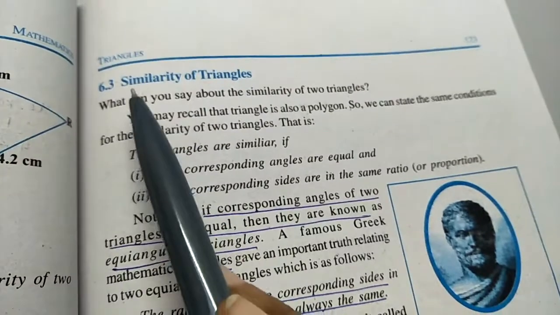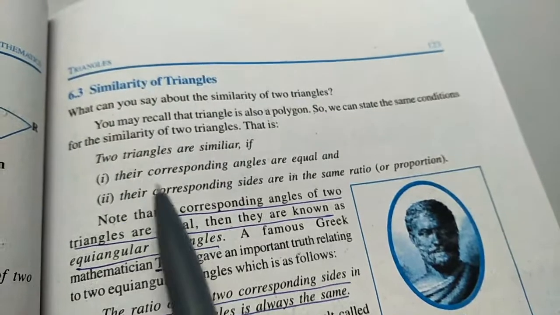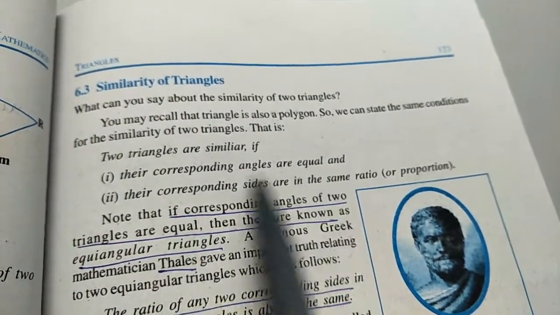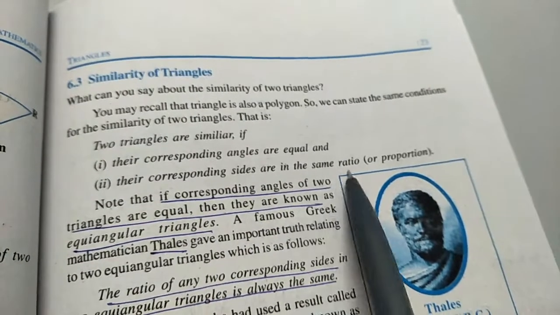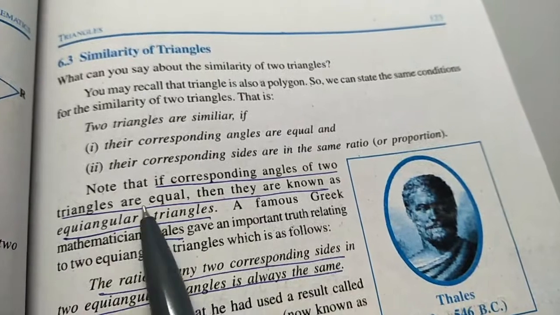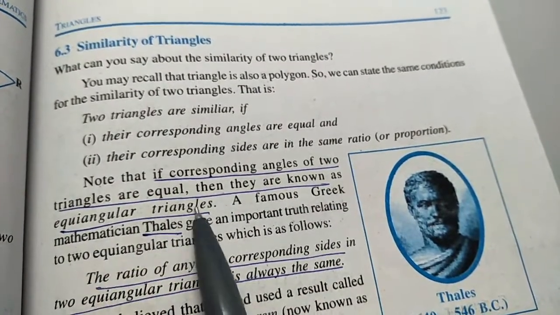We'll start with the next topic, similarity of triangles. Now for similarity of triangles, we should have the first condition that the corresponding angles should be equal and the corresponding sides should be in the same ratio. Now if the angles of two triangles are equal, then such triangles are known as equiangular triangles.